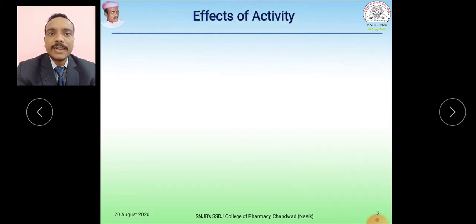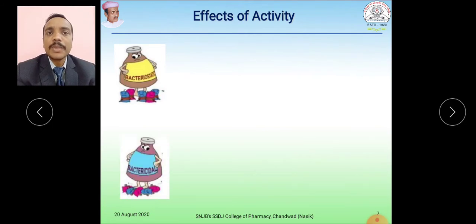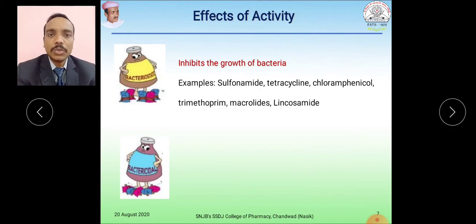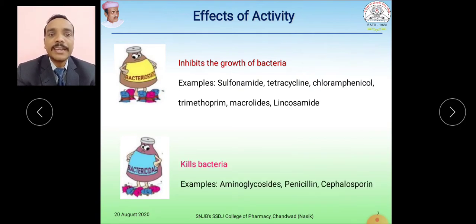Again, antibiotics are classified based on the effect of activity, what kind of effect they produce, either bacteriostatic or bactericidal. What is meant by bacteriostatic? Static here means inhibit. They inhibit the growth of bacteria, not kill them, for example sulfonamide, tetracycline and many more. While cidal means they kill the bacteria totally, for example aminoglycoside, penicillin, cephalosporin and many more.